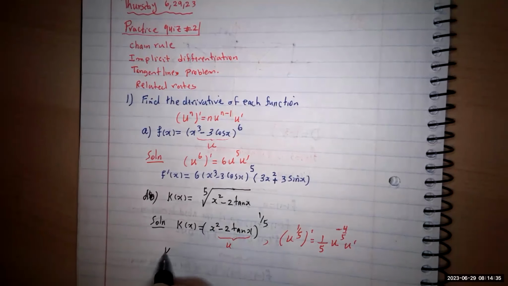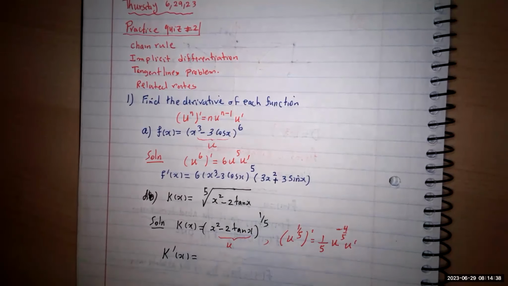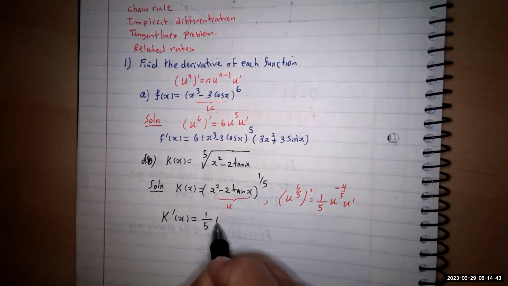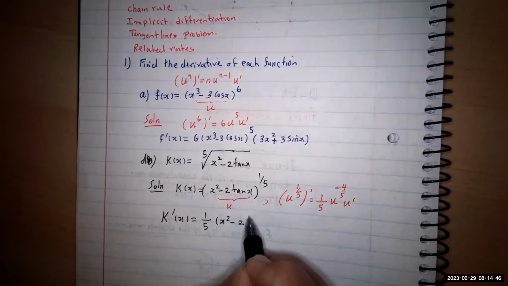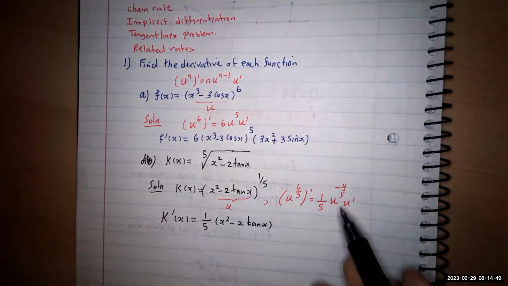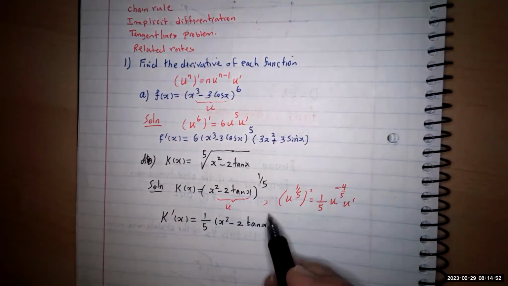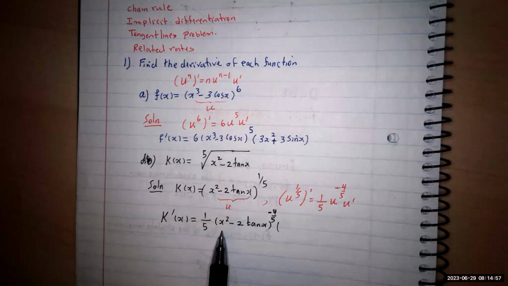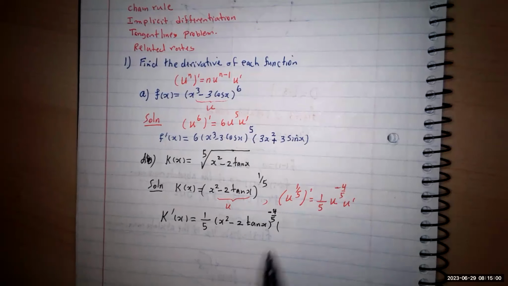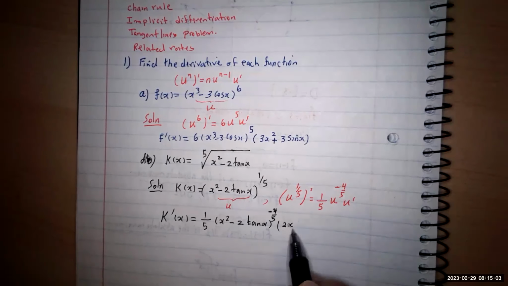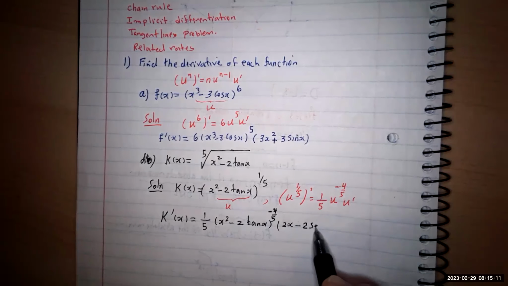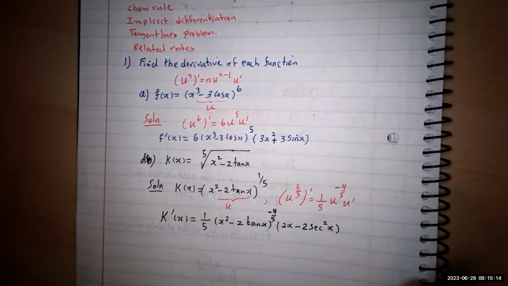So the k prime of x is going to be equal to the power down, that gives one fifth, times (x squared minus 2 tan x) to the -4/5, times u prime. U prime is the derivative of the inside: derivative of x squared is 2x, minus 2 times the derivative of tan, which is secant squared of x, and then you're done.